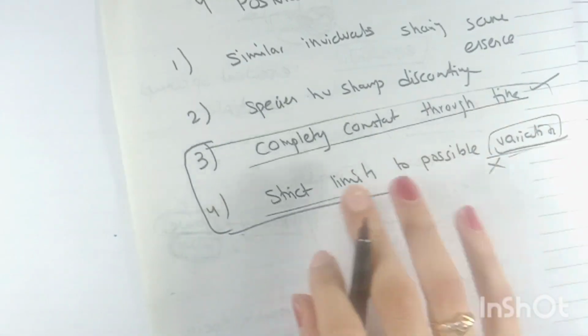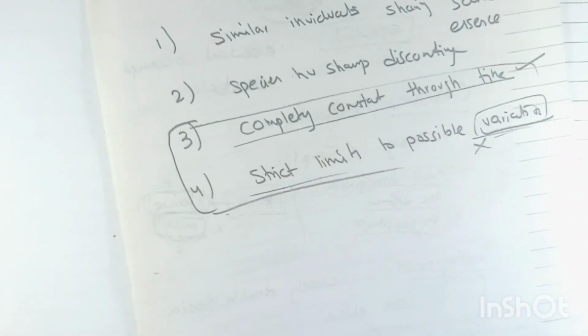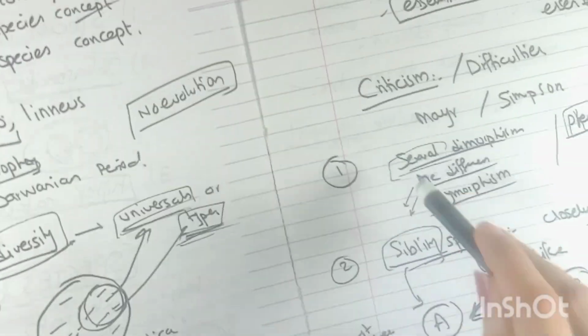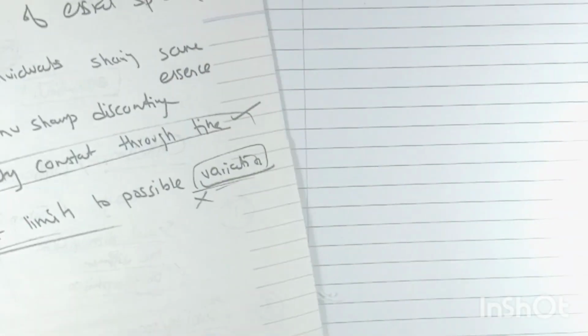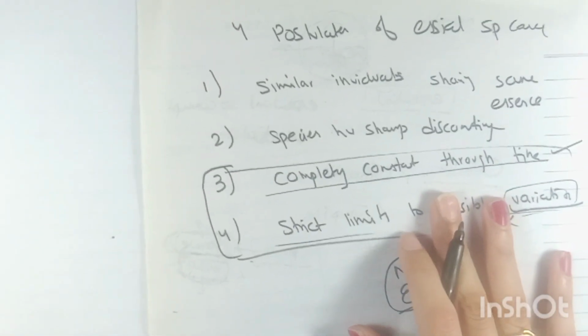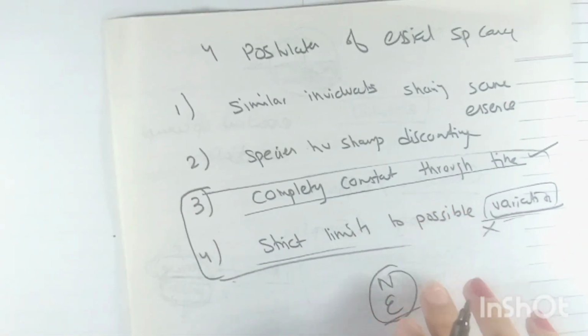So these were the four postulates of the species concept. We have discussed the basis, the names, and the criticisms, and this is all about the typological species concept. I hope it is clear, and if there is any confusion, you can ask in the comment section.